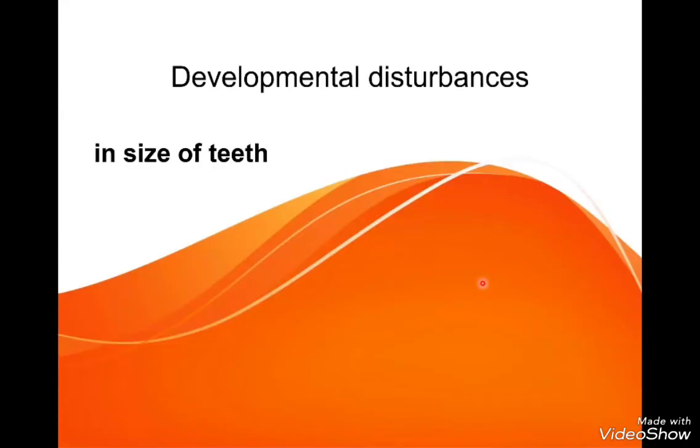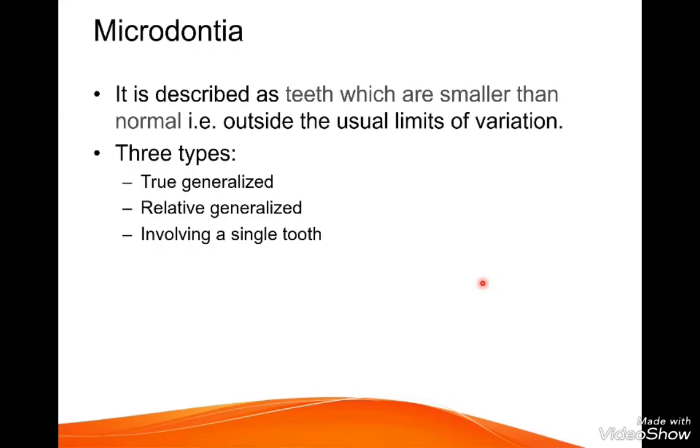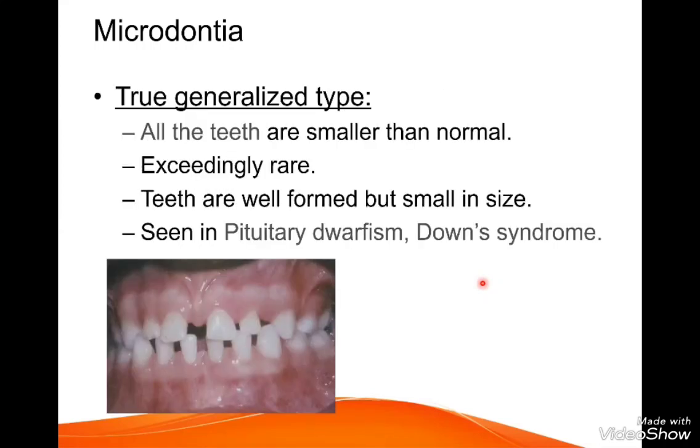Coming to the developmental disturbances associated with the size of the teeth, first comes microdontia. So, as the name indicates, microdontia is micro refers to small and dontia refers to teeth. So, it refers to small teeth. So, in such conditions, the teeth are smaller than the usual size. It can be of three types: true generalized, relative generalized, and involving a single tooth. So, coming to true generalized, all teeth are smaller than normal, and this condition is extremely rare. You can see such conditions in pituitary dwarfism and Down syndrome.